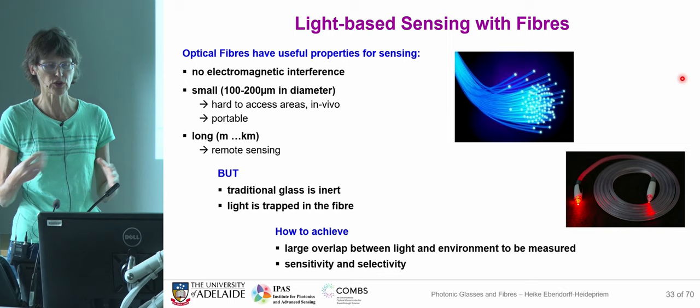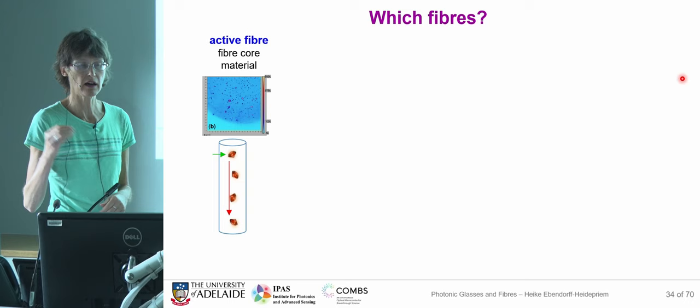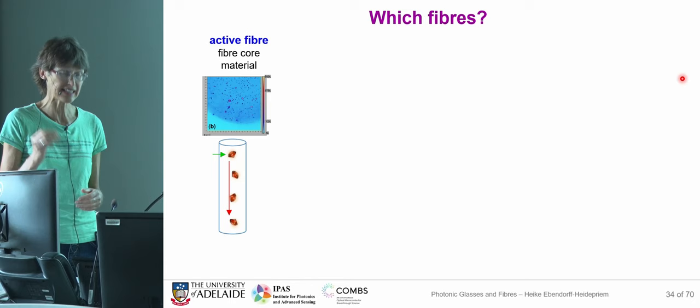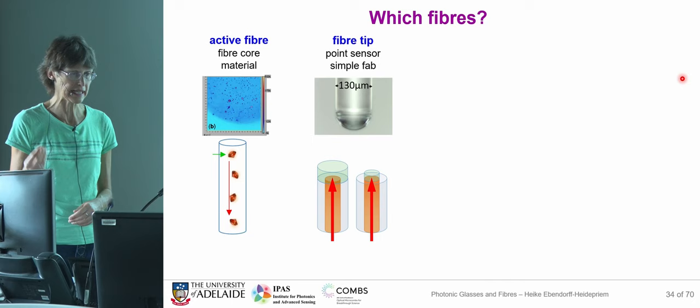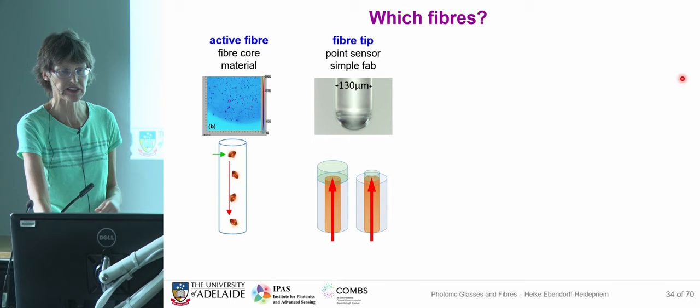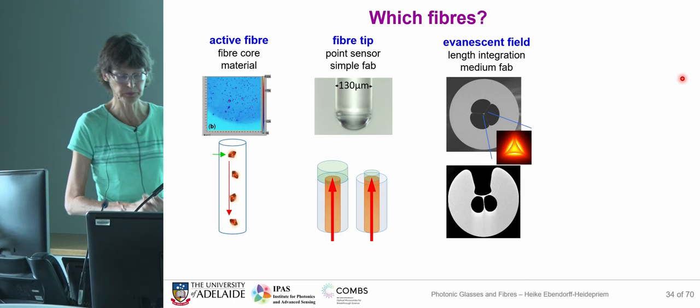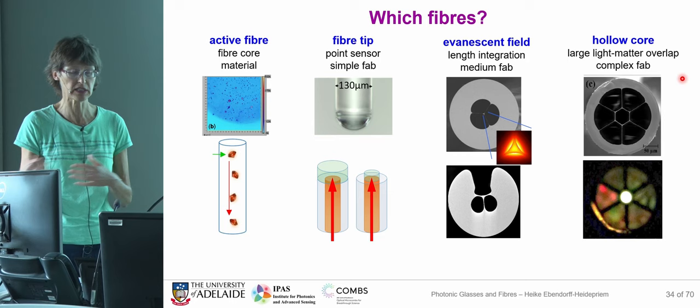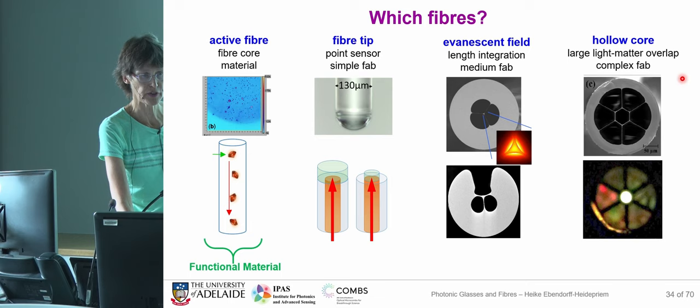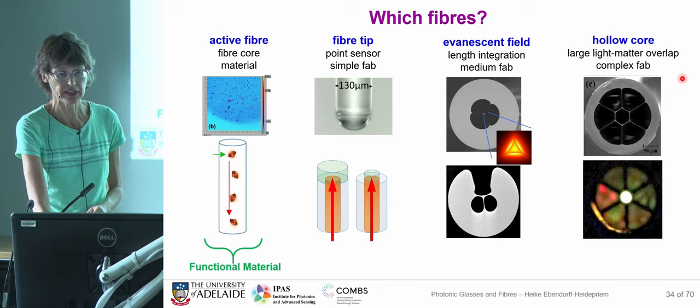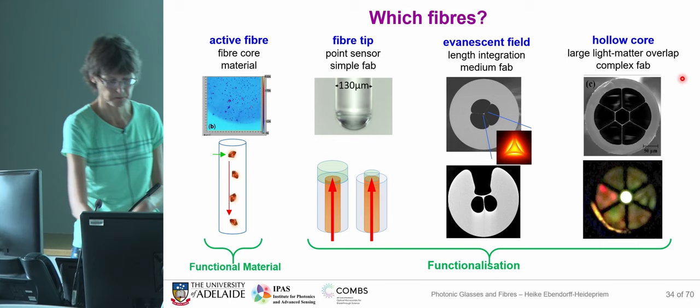And so this is possible by placing functional or active materials directly into the fiber core, or placing coatings at the end of the fibers. So if the light is coming out of the fiber, then it can interact with a coating. Another way is to have the coating along the surface of the fiber core. And another way is having hollow core fibers and then filling these, for example, with a liquid for the sensing. And so in the first case, the fiber itself is then a functional material. In the other case, it's the fiber plus a certain coating. So we'll focus on these three fiber types. We'll not talk about the hollow core fiber here.